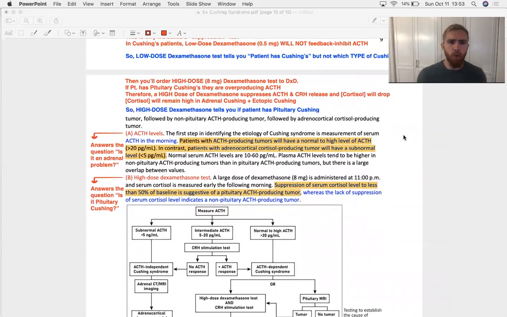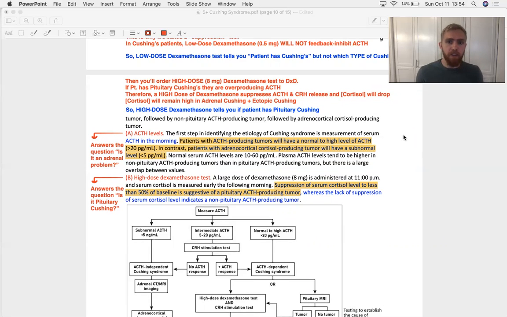So you order a high-dose dexamethasone test, and if the patient has pituitary Cushings, they're making way too much ACTH. So a low dose of dexamethasone is not going to stop this pituitary ACTHoma from making ACTH, but a super high dose can. So you give them a really high dose, and then you see if they're still making ACTH. So you check the blood for ACTH.